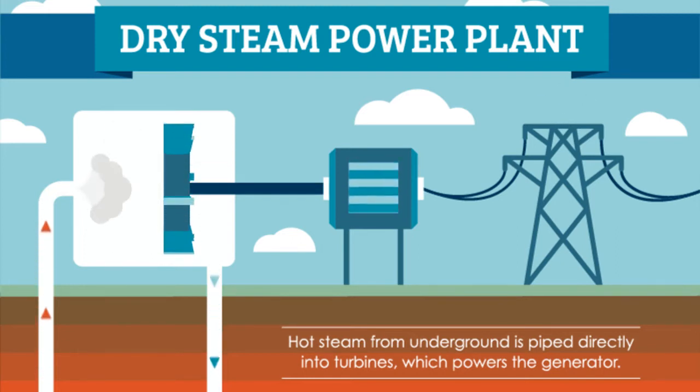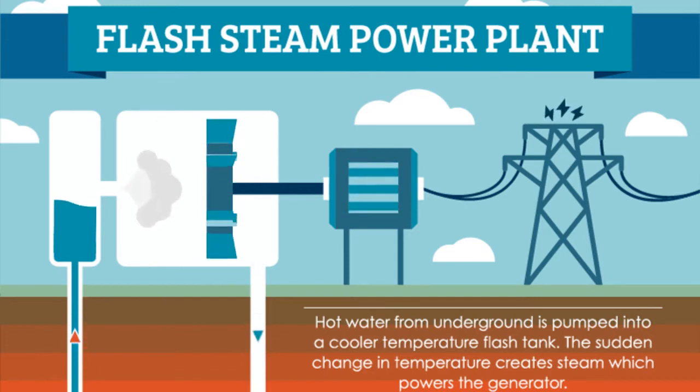Our second type of geothermal power plant is flash steam power plants, and these are the most commonly used today. They pull deep, high pressure hot water from underground into lower pressure tanks above ground. This lower pressure causes the hot water to rapidly boil or flash to steam. This steam is then used to turn a turbine and power a generator.